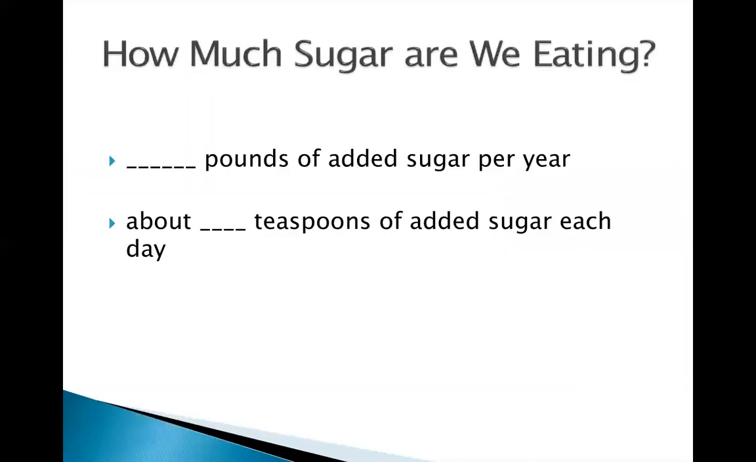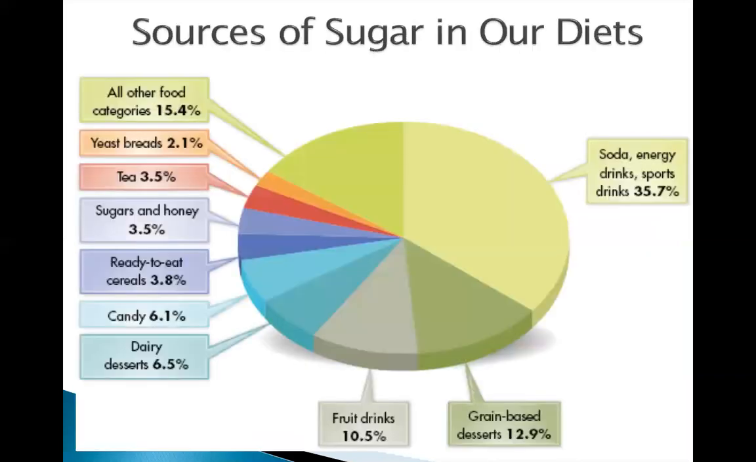How much sugar are we eating? We are eating an insane amount of sugar: 105 pounds of added sugar per year, and about 30 teaspoons each day of added sugar. That is just a phenomenal amount of added sugar. Sources of sugar in our diet: we've got soda, energy drinks, sports drinks as the number one source. High up there are fruit drinks, dairy, candy, ready-to-eat cereals, sugars, honey, yeast bread, and tea.